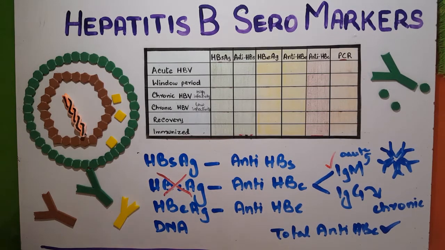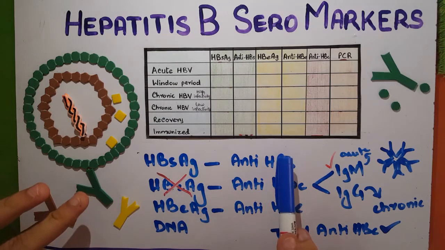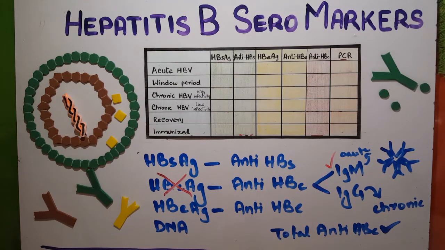One more thing we want to discuss is that the antigens and their counter antibodies are such great enemies of each other that when they fight, they say either I will live or you will live, we will not live together. So HBS antigen and anti-HBS cannot be positive at the same time. Either this will be positive or this will be positive, or both can be negative, but both cannot be positive. Similarly, HBE antigen and anti-HBE cannot both be positive at the same time. They both can be negative, one can be positive, but both cannot be positive.